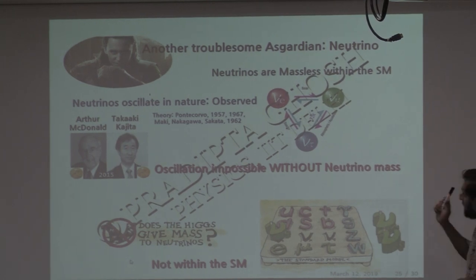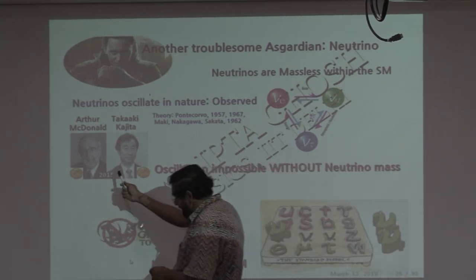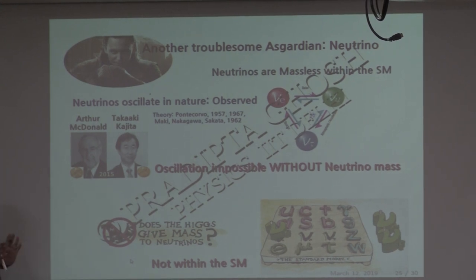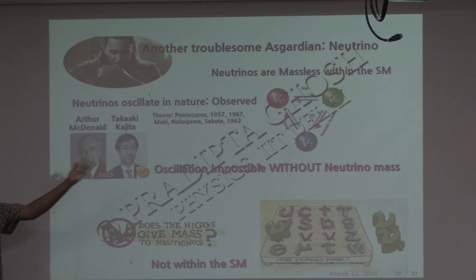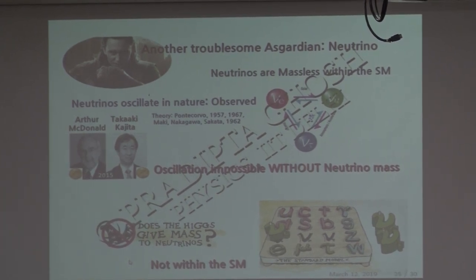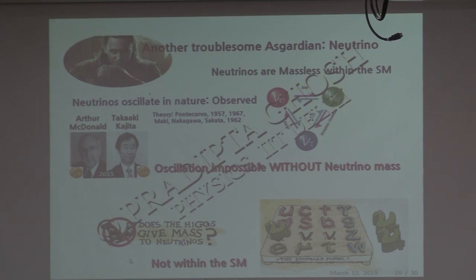You all know that neutrino oscillation has been discovered, and in 2015 these gentlemen got the Nobel Prize for it. Of course, a Nobel Prize means that it is there, people have detected it. Now the question is that in the standard model, as I said, the neutrinos are massless. But now your experiment is saying that neutrinos are massive. How to accommodate that? In the pure standard model, absolutely not. You need to extend your standard model. There are a plethora of models.